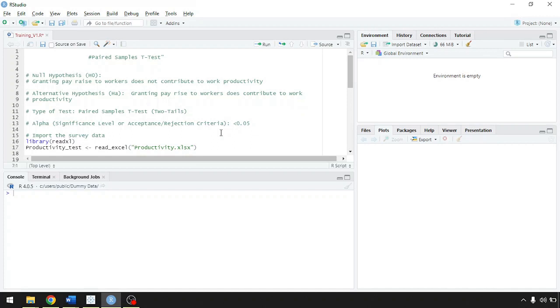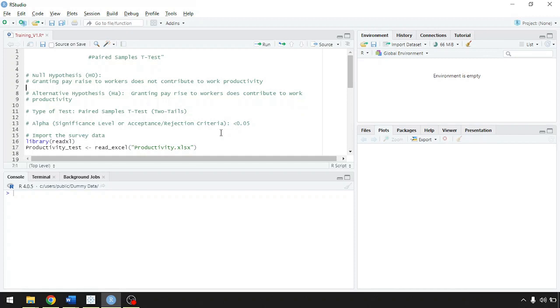With the alternative hypothesis, we seek to reject the null hypothesis that giving pay raises to workers does not contribute to work productivity. We would like to claim otherwise. And in order to test our claim, we will need to do what we call in statistics a paired samples t-test.